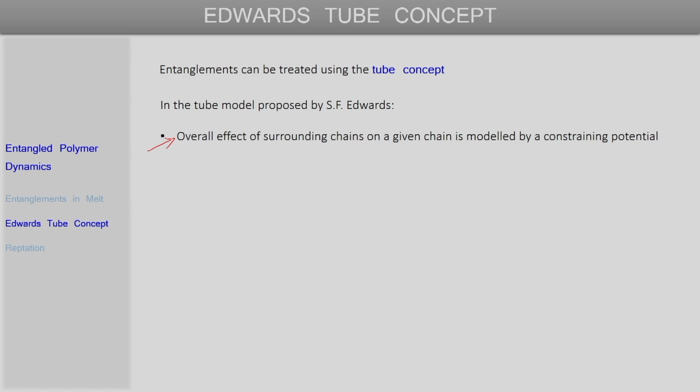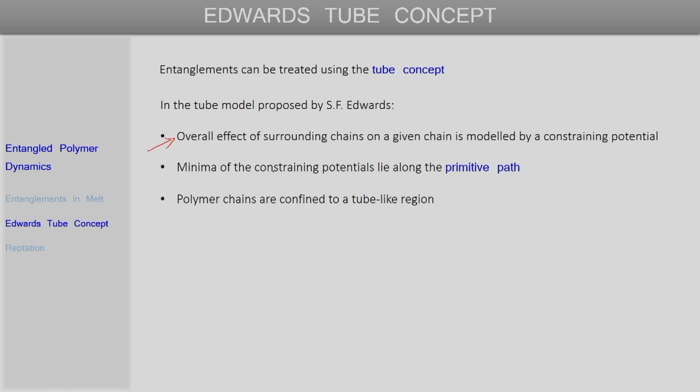The presence of the surrounding chains is modeled as a constraint on our given chain. All the, let us say, monomeric units in a given chain are acted upon by some kind of constraining mathematical potential which represents the constraints imposed by the surrounding chains. Since these are mathematical functions, initially a quadratic kind of constraining potential was considered. If we consider the regions in which the constraining potentials on each of the monomers exhibit minima, then that path is what is defined as the primitive path. If the minima of the constraining potentials lie along what is called a primitive path.